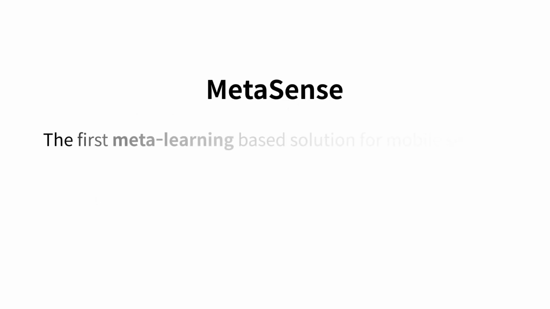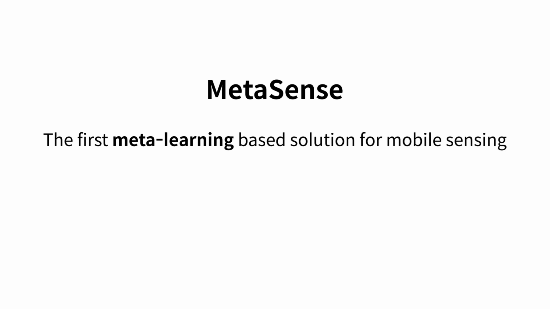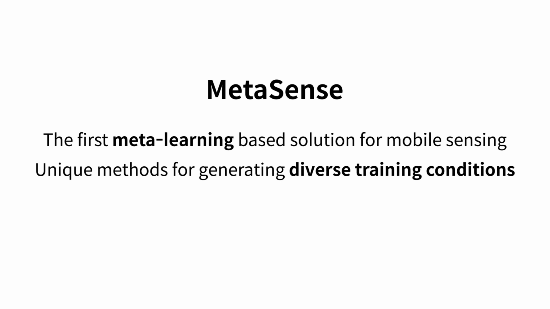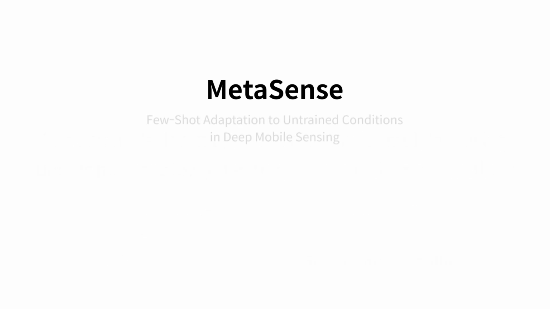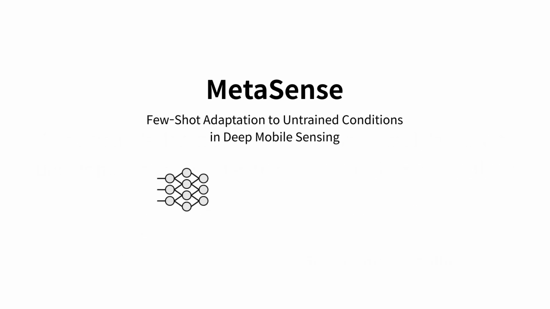To sum up, MetaSense is the first meta-learning-based solution for mobile sensing. We propose novel methods for generating diverse training conditions so that the model learns how to learn. Our evaluation shows that MetaSense outperforms transfer learning by 18% and other meta-learning schemes by 15%. MetaSense is a step towards elevating mobile sensing to mainstream adoption.